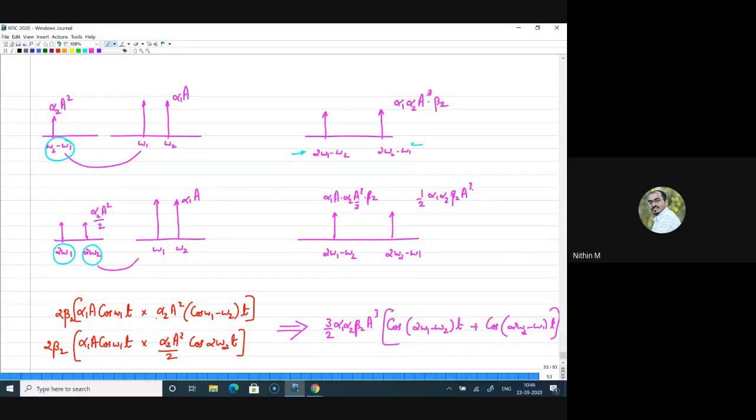So I have two components, so two amplitudes at the same frequency. I just added the amplitudes. 1 plus 1 by 2 into alpha 1 alpha 2 a cube into beta 2. Is this clear? Yes, sir. All right. So now, if it is not clear, sure, definitely we'll discuss at the end.